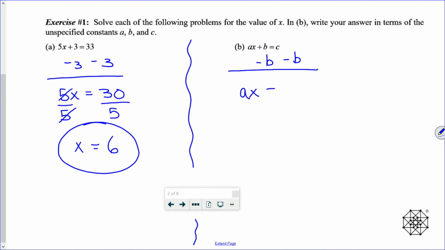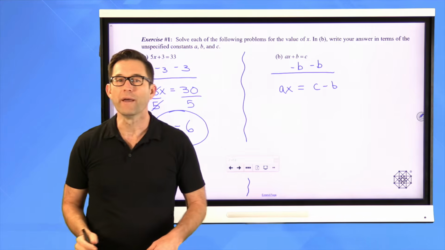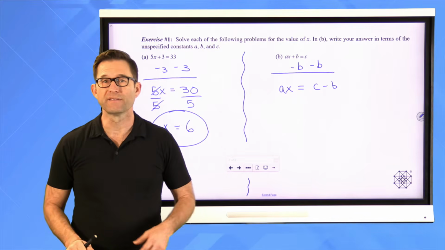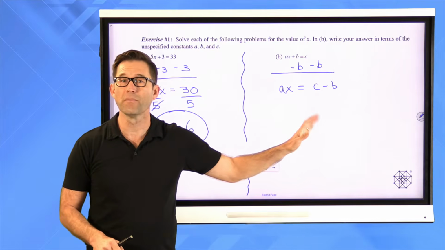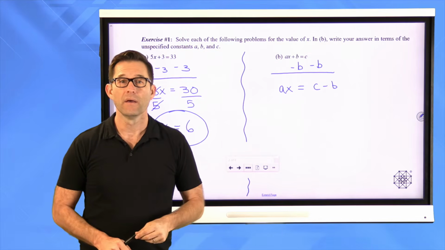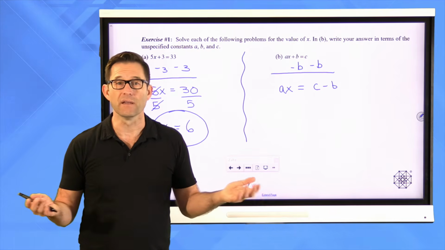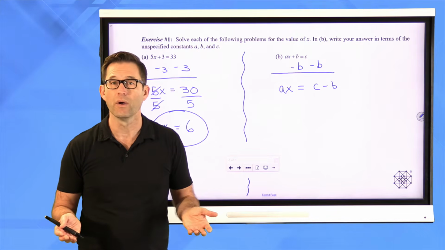Now, in the previous problem, I had 33 minus 3. Here, I simply have c minus b. And I'm going to pause just for a moment here, right? Again, in a normal problem, I'd say, well, 33 minus 3 is 30. The best I can do in this problem is say c minus b is c minus b. That's it. There's just nothing else I can do, right?